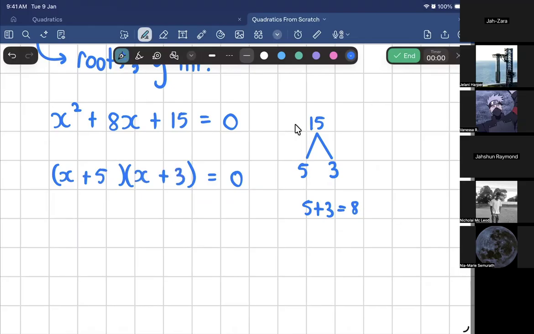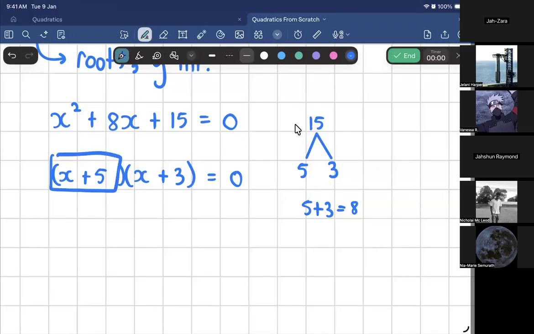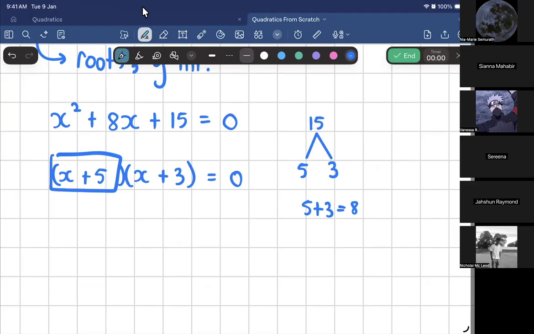Right. So then, what value for x would make this bracket 0? -5. Jazara, big up yourself. Take a bounce for that one. Right? So, yeah, that's one of my answers.